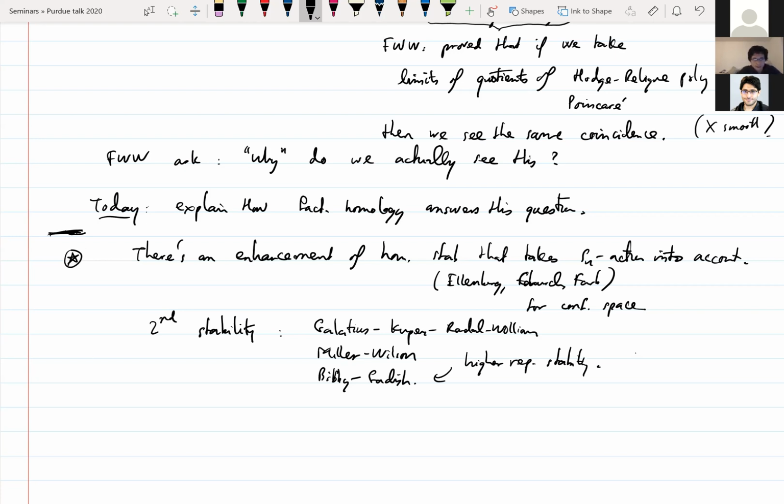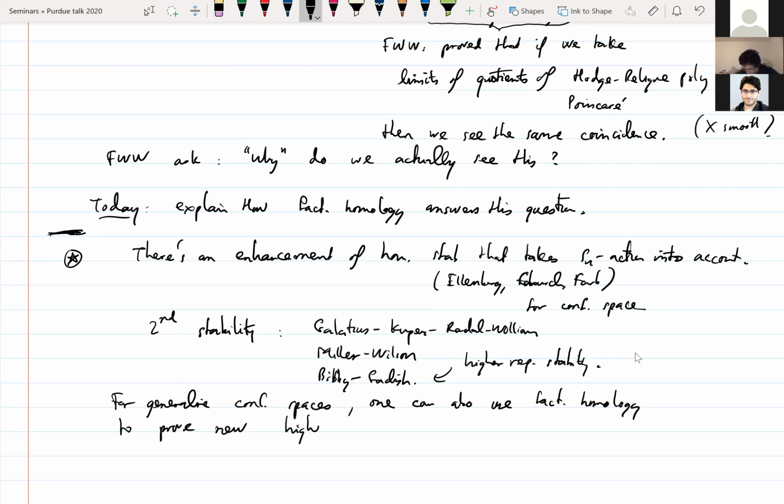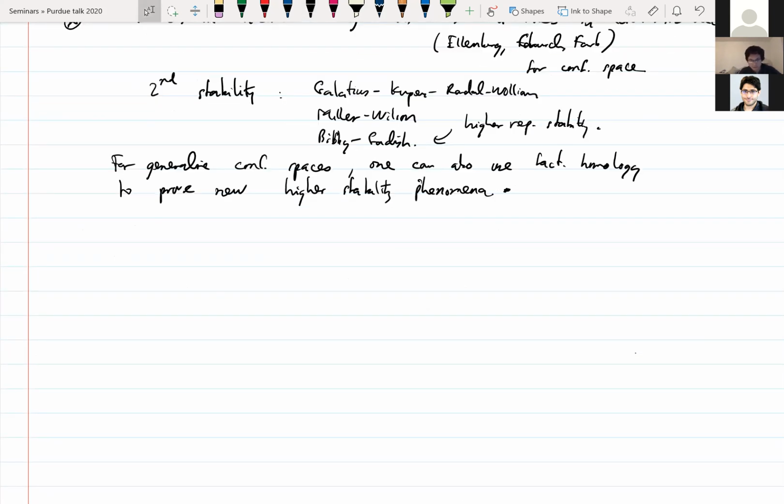So I want to say that for generalized configuration spaces, one can also use factorization homology to prove new higher stability phenomena for generalized ordered configuration spaces. Probably I won't have time to talk about this, but the execution is somewhat technical, and the main ideas trace back to what I'm going to say now.